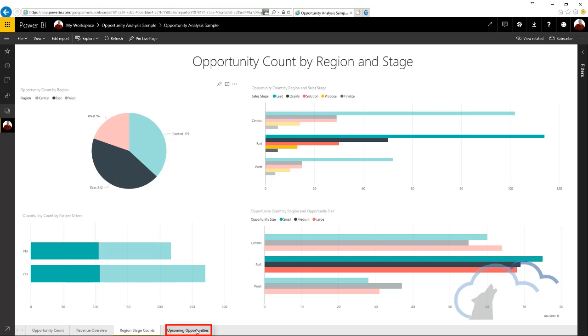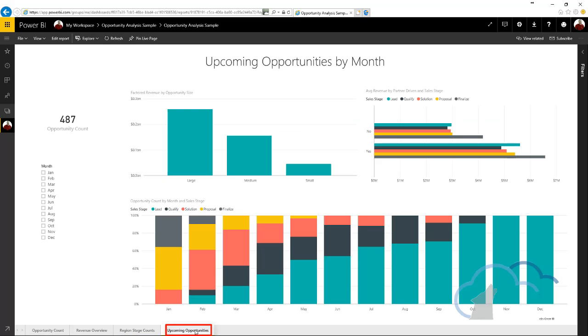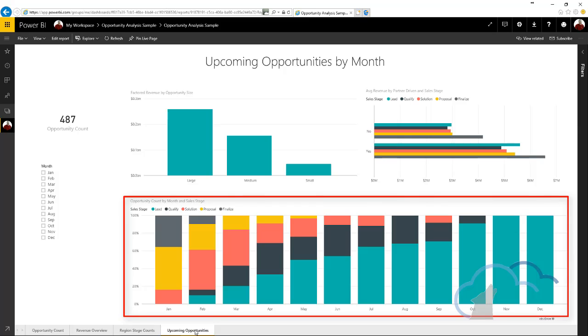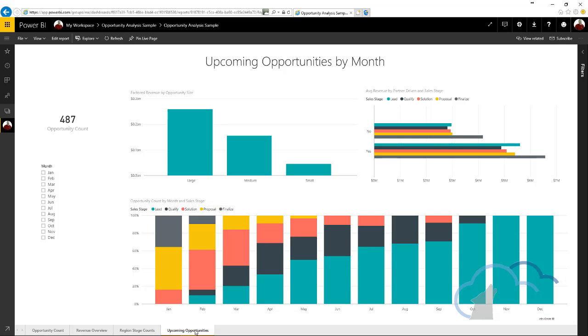Page 4 of the report is titled Upcoming Opportunities. Again, I'm looking at similar factors, but this time from a date-time perspective. The Chief Financial Officer uses this page to manage workload. By looking at revenue opportunities by sales stage and month, she can plan appropriately. Average revenue for the finalized stage is the highest. Closing these deals is a top priority.